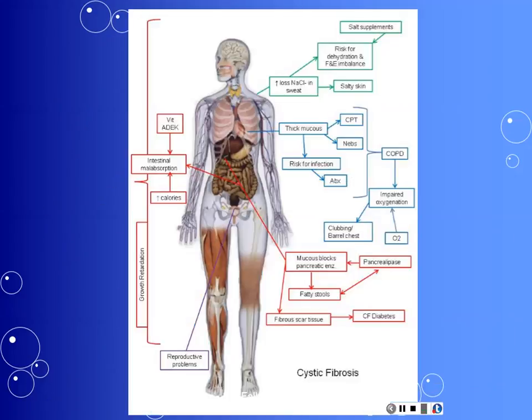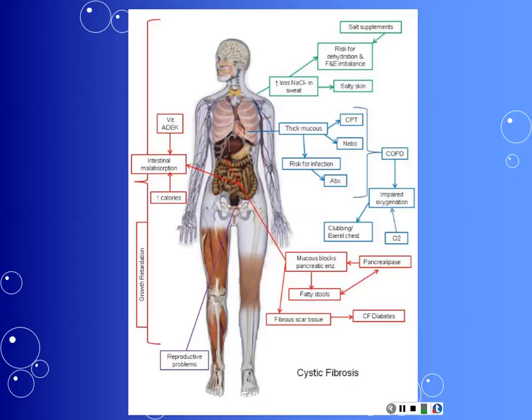Okay, so CF pretty much affects almost every system in the body. Starting with the lungs, we've got that buildup of thick mucus. Remember, we talked about any time something's thick and sits there, it's hard to get out. The longer it sits there, they're at risk for infection. A lot of these kids carry around MRSA, Pseudomonas, Aspergillus even, all kinds of funky yuck in their sputum.